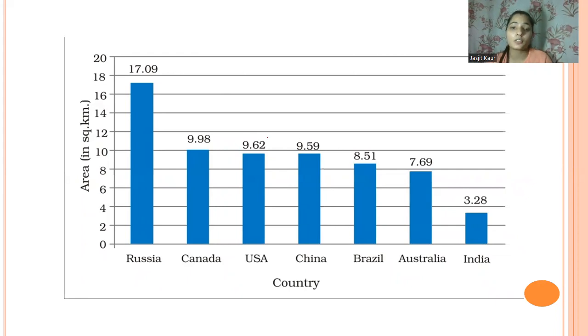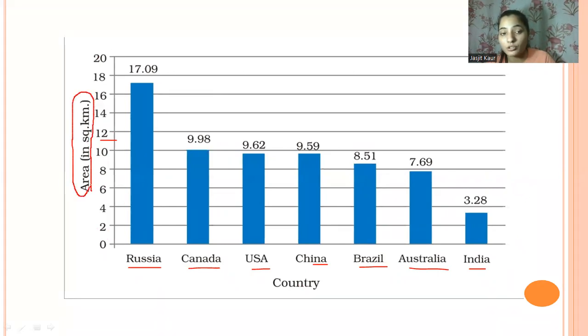So as you can see here, we have different countries on the x-axis: Russia, Canada, USA, China, Brazil, Australia, and India, and on the y-axis we have area in square kilometer. So this graph basically shows the area of different countries in square kilometer. Okay, so now tell me which country has the largest area?